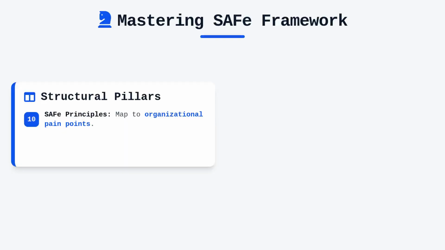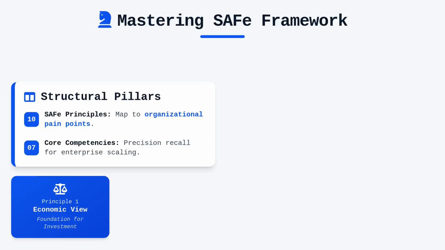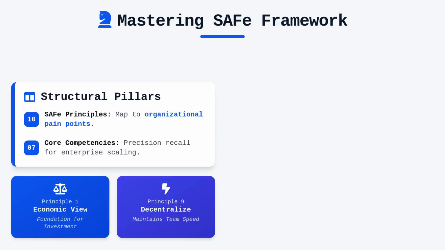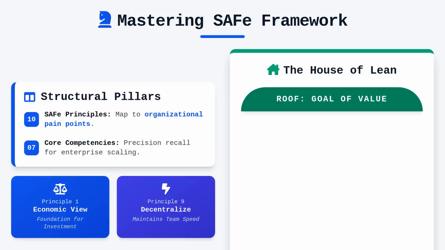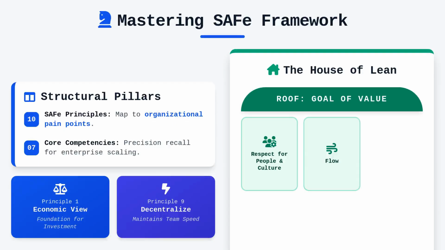The 10 SAFe principles and 7 core competencies are the structural pillars you must be able to recall with precision. Rather than rote memorization, I suggest you map each principle to the specific organizational pain point it aims to resolve. For instance, Principle 1, take an economic view, is the foundation for every investment decision, while Principle 9, decentralized decision-making, directly impacts how teams maintain speed. When examining scenarios related to the House of Lean, remember that the roof represents the goal of value, while the pillars of respect for people and culture, flow, innovation, and relentless improvement support the structure.